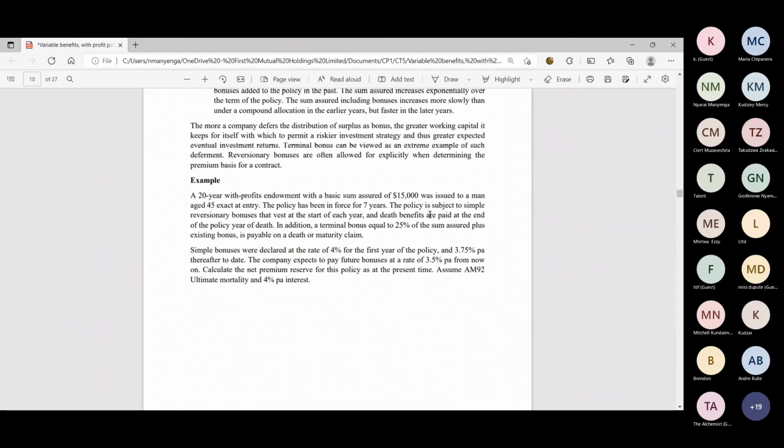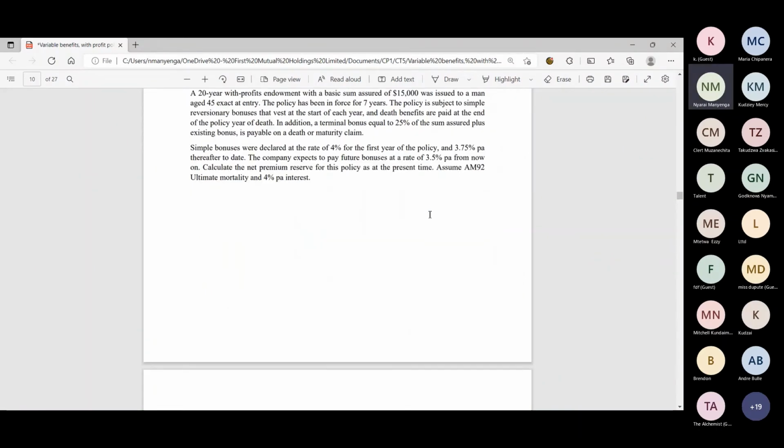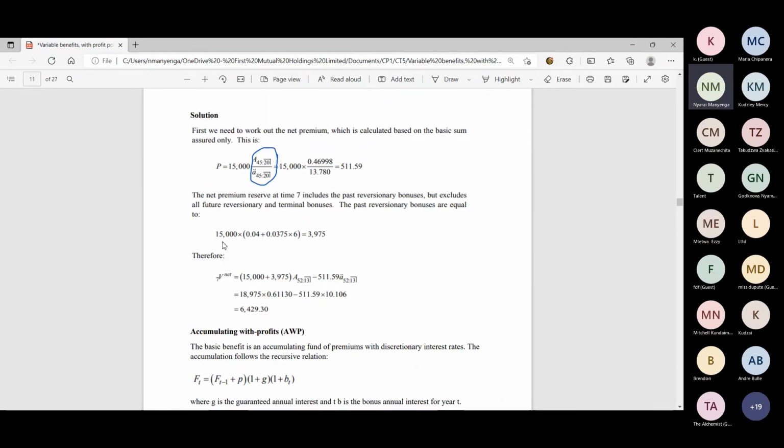So what the question is asking is the net premium reserve for this policy at the present time. So what you need to do is to calculate the past reversionary bonuses, but this would exclude all future reversionary and terminal bonuses. So the past reversionary bonuses would be equal to 15,000 times 0.04, which is the simple bonus for the first year, and then the 3.75% is for the other 6 years.